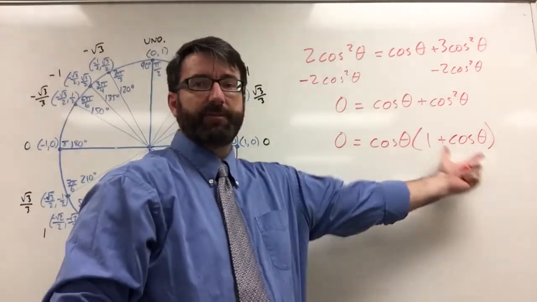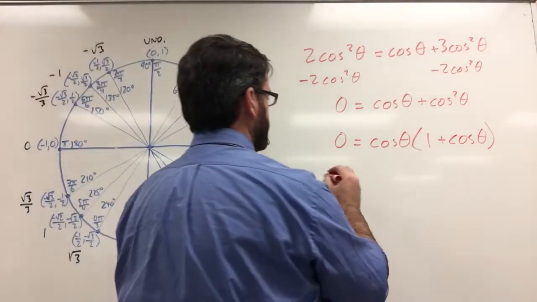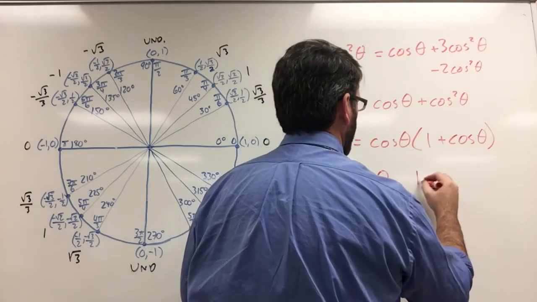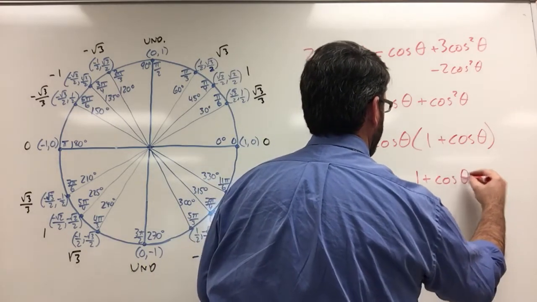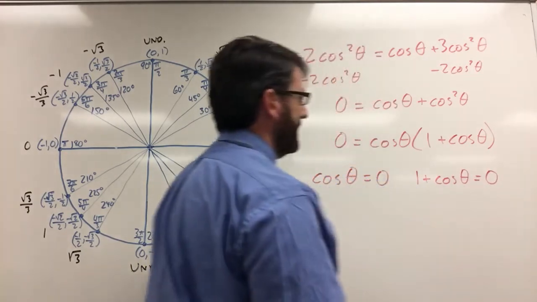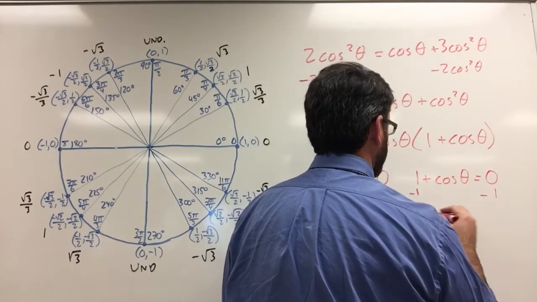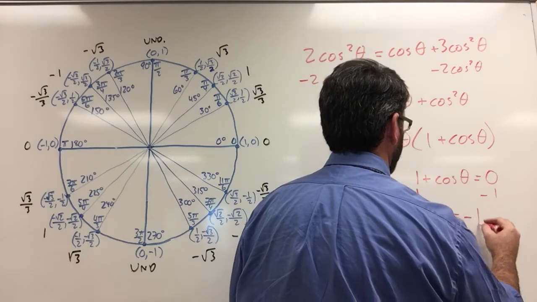Now we can set each of our factors separately equal to 0. So cosine theta equals 0, or 1 plus cosine theta equals 0. If we subtract 1 from both sides here, we get that cosine theta is equal to -1.